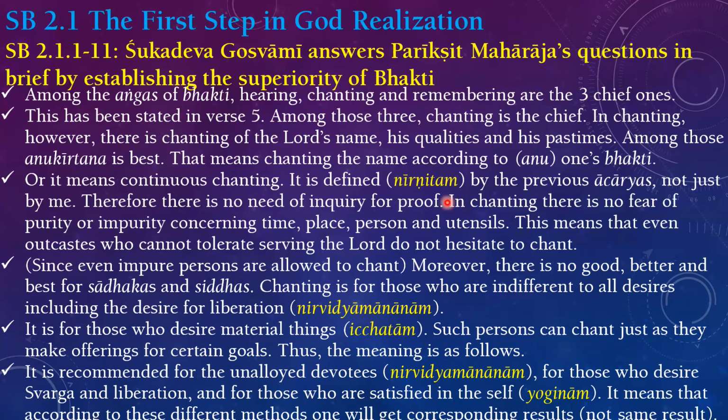It means that according to these different methods, one will get corresponding results, not the same result. So Nirvidyamanana will go to Golok Vrindavan, and Ichatam will go to Svarga or Apavarga or Sarishti, Salokya, and those who are satisfied in the self, Yoginam, they will go to Apavarga. Vaikuntha also. It's like that. Yoginam means they also can go to Salokya and Sarishti. Those who are satisfied in the self means Ashtanga Yogi or Jnana Yogi, Sarishti and Salokya, not Samipya and Sarupya. For unalloyed devotees, we can include Samipya, Sarupya and Ananya.